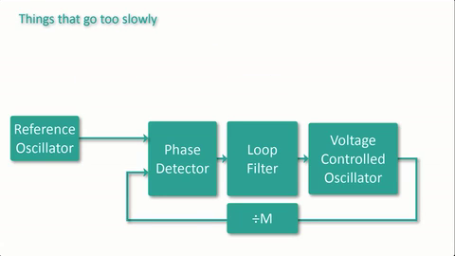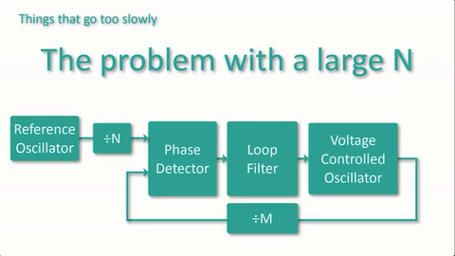What's that? If we put the N part of the M over N synthesizer between the oscillator and the phase detector, the input to the phase detector will be slower than the reference oscillator by a factor of N. If N is small, that's not a problem, but if N is large, so that the reference frequency is comparatively small, well, we can run into problems.